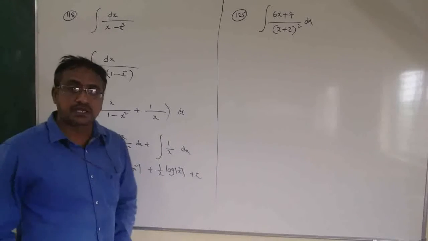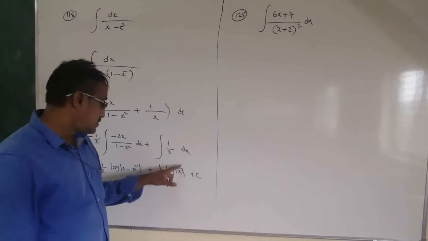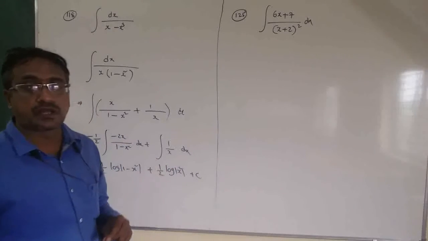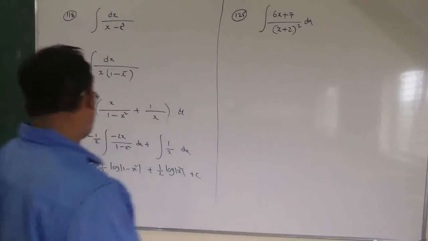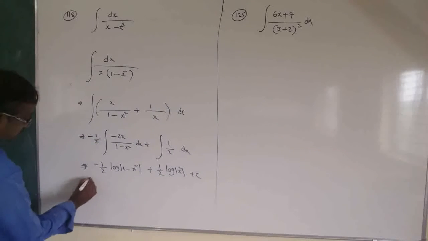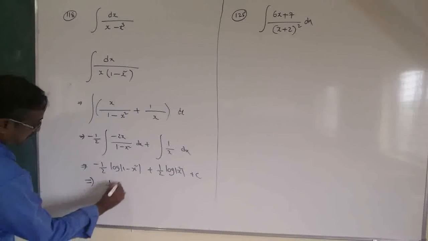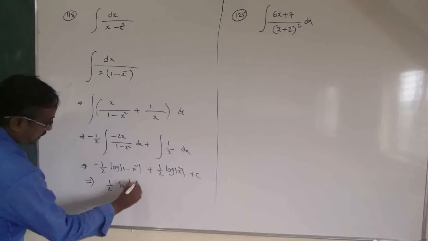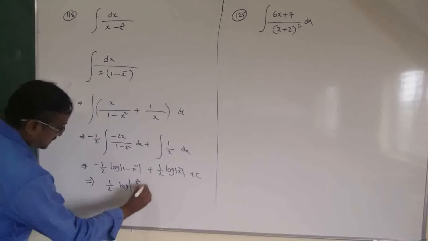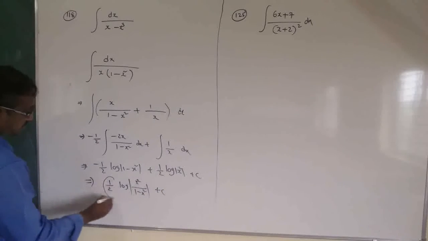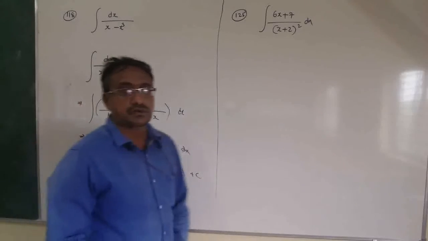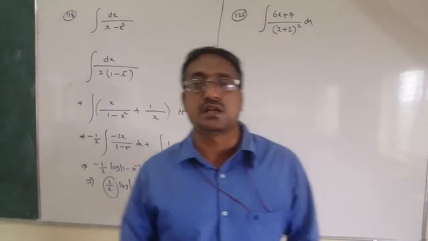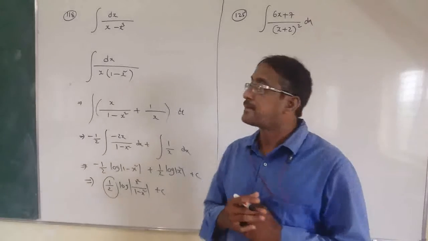Log m power n is n log m, so it will be log mod x again. Now 1 by 2 into log mod x square by 1 minus x square plus c. So 1 by 2 is the constant that they are asking.